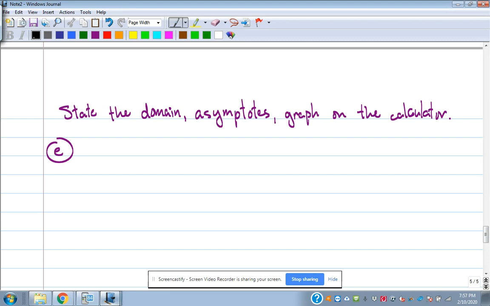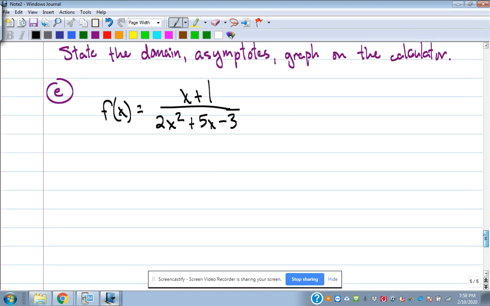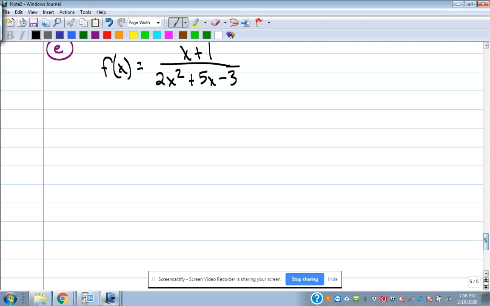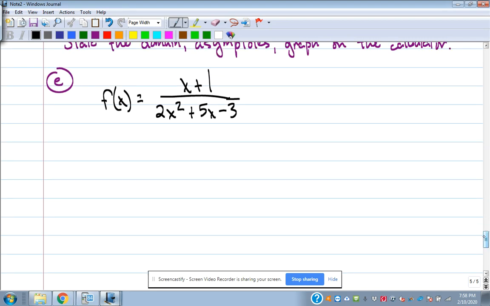All right. Here's our function. First one. Let's unleash x plus 1 over 2x squared plus 5x minus 3. Okay. So we're going to state the domain of that. We're going to do vertical asymptotes. We're going to do horizontal asymptotes. We're going to do oblique asymptotes if that has either one of those, either horizontal or obliques. We haven't decided yet. And then we're going to look at the graph of it.